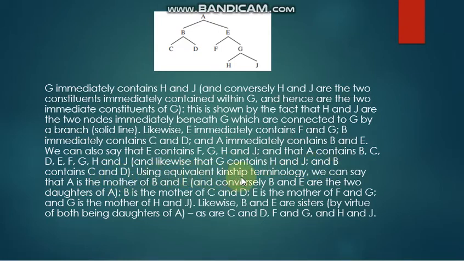Using equivalent kinship terminology, we can say that A is the mother of B and E, and conversely B and E are the two daughters of A. B is the mother of C and D, E is the mother of F and G, and G is the mother of H and J. Likewise, B and E are sisters by virtue of both being daughters of A, as are C and D, F and G, and H and J.